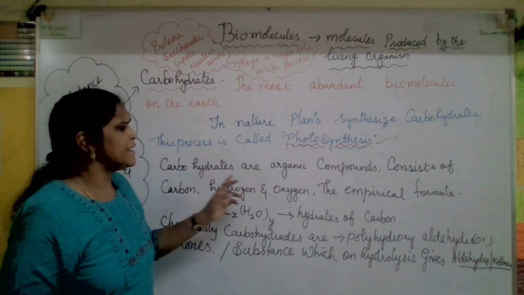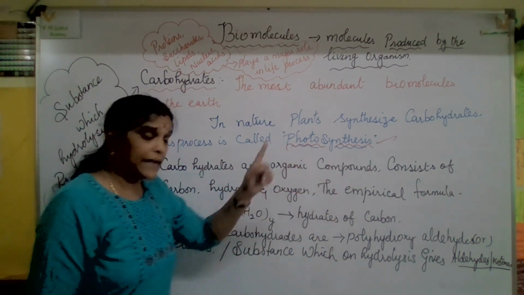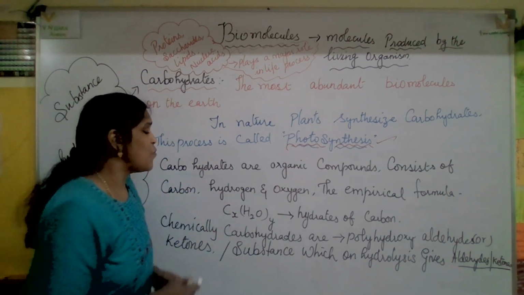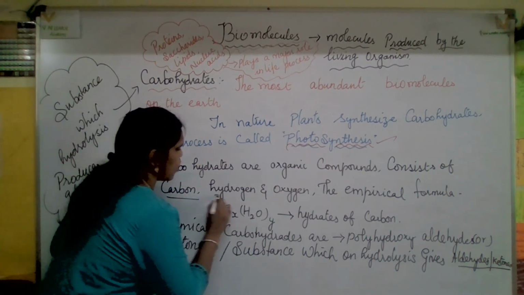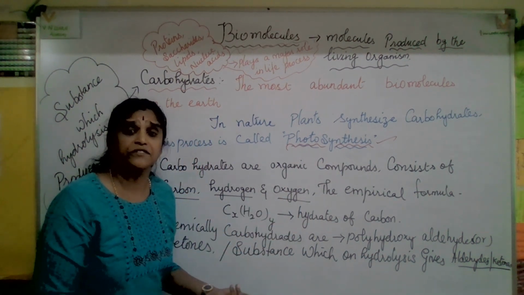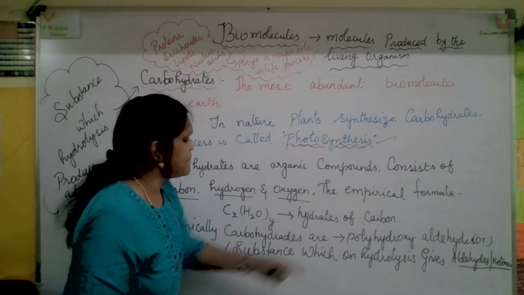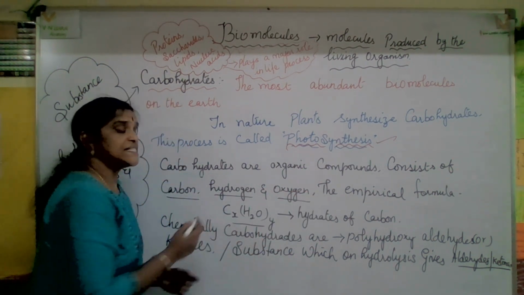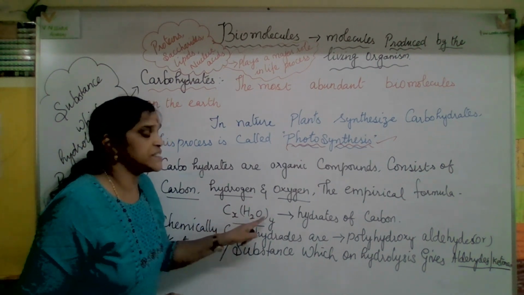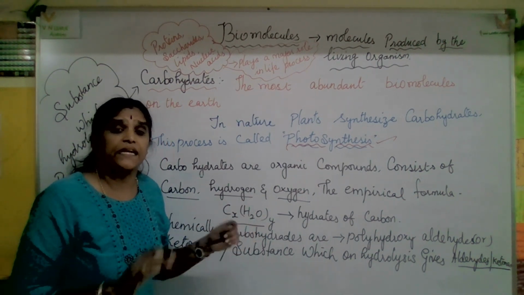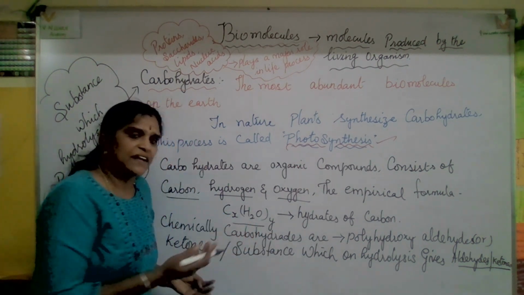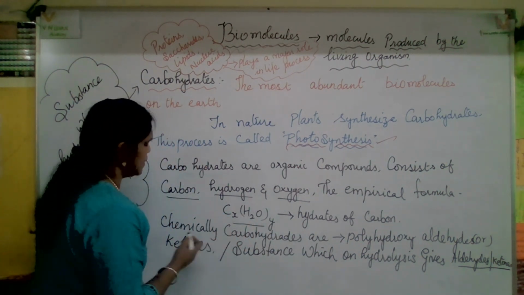Carbohydrates are organic compounds. They consist of carbon, hydrogen, oxygen. So what are the things available in carbohydrate? Naturally it is carbon, hydrogen and oxygen. So the empirical formula is CxH2Oy. So carbon, hydrogen, oxygen. This is the simple empirical formula. Now next one, so we can say it's a hydrate of carbon.